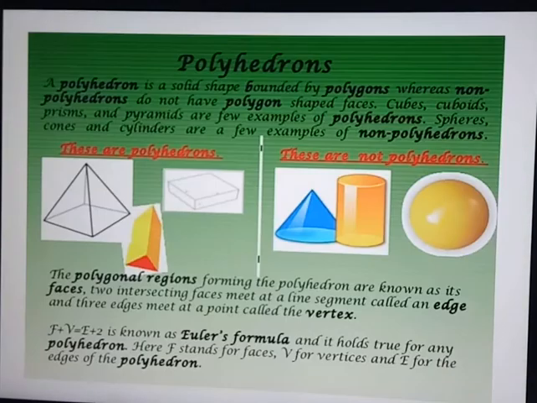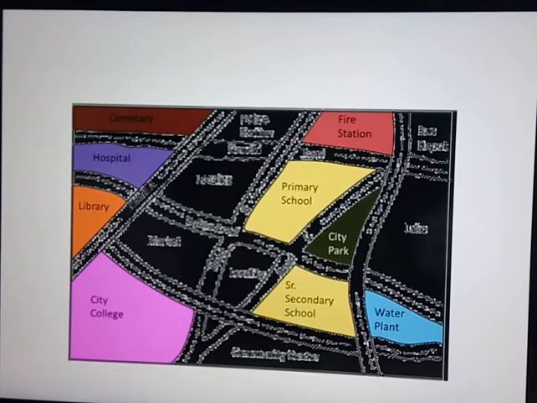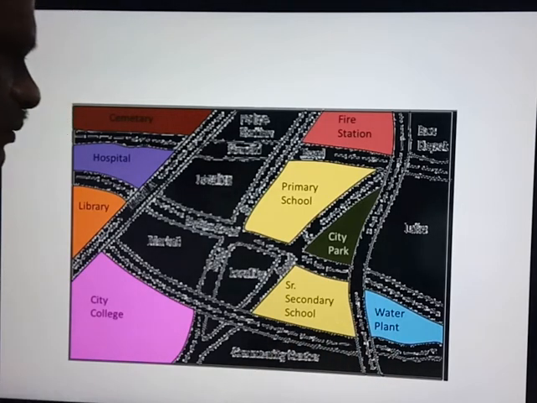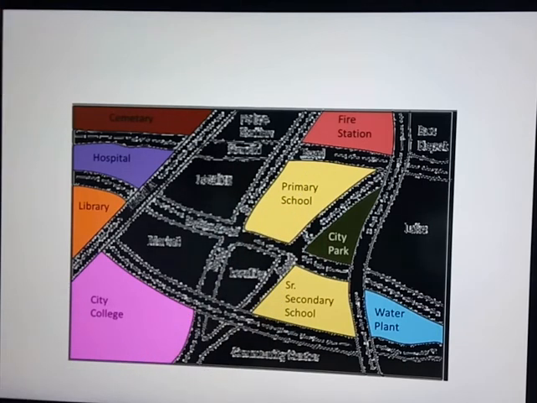In your textbook they have given one question and one map, and you have to color the map. The colors for the places are given. You have to use blue color for the water, so here the water plant is filled with blue color, and the schools are marked with yellow color, the city college with pink color.